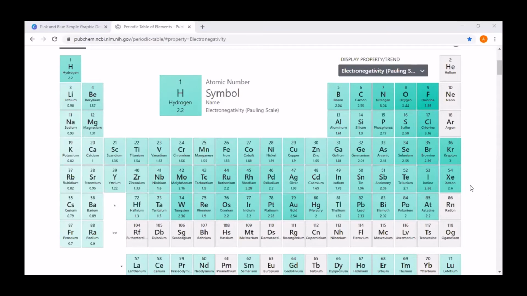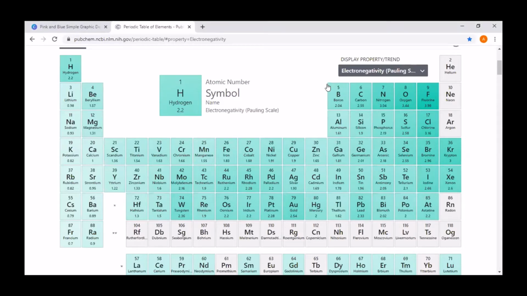So the elements are placed on the periodic table according to their atomic number. So the atomic number is the smaller of the two numbers. And so we see 1, 2, 3, 4, 5, 6, 7, 8, 9, 10. So as we go across and then down the periodic table, the atomic number increases by 1 each time.